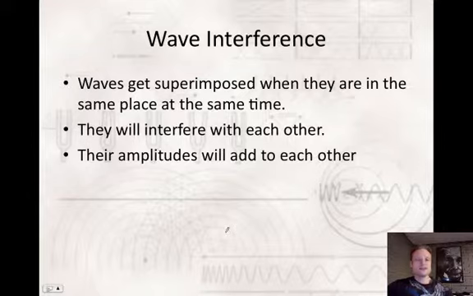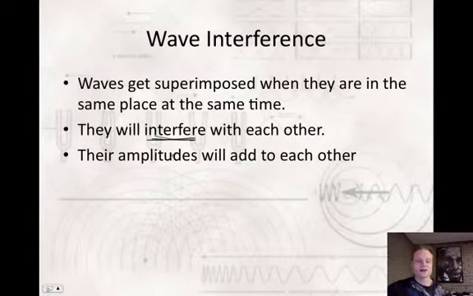So now we get into something called wave interference. Obviously, there'll typically be many waves in a pond or a pool or whatever the case may be, and it's not just one wave. So when these waves run into each other, what happens? They interfere with each other. We're going to learn about two types of interference: constructive interference and destructive interference. Basically, in a nutshell, their amplitudes will add to each other. I'll show you some examples of this shortly.